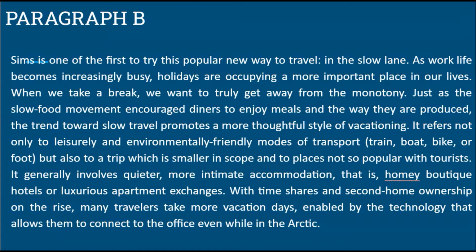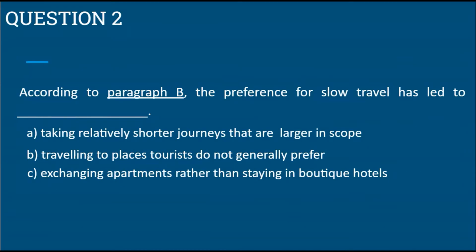Now, if you're ready, let's check the answer key for paragraph B. The correct answer for question 2 is B. Traveling to places tourists do not generally prefer. How do I know this? Let's revisit the paragraph and let me show you how I found it.